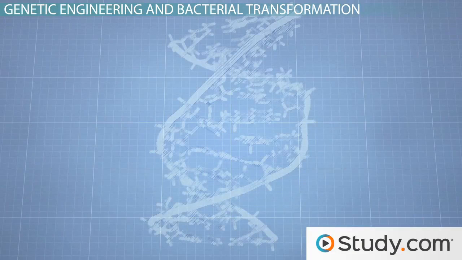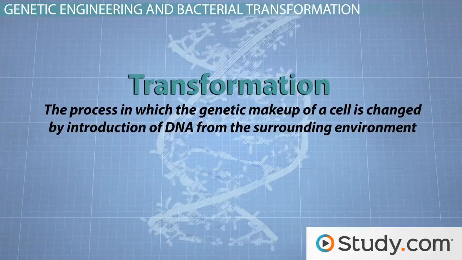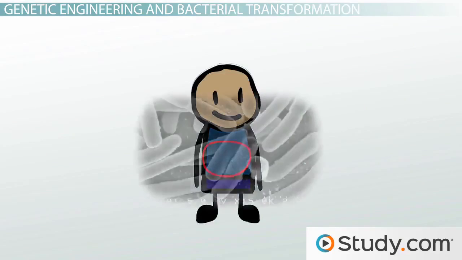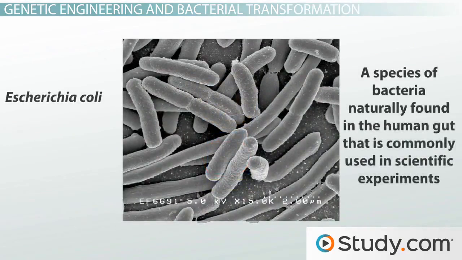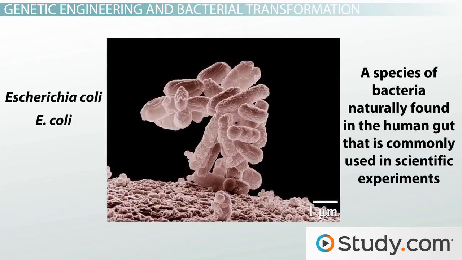One of the most common procedures used in laboratories and classrooms alike is known as transformation. Transformation is the process in which the genetic makeup of a cell is changed by the introduction of DNA from the surrounding environment. Scientists commonly use the bacteria found in our gut in bacterial transformation experiments. This bacteria is known as Escherichia coli, or E. coli for short. E. coli is one of the most commonly used organisms in scientific experiments.